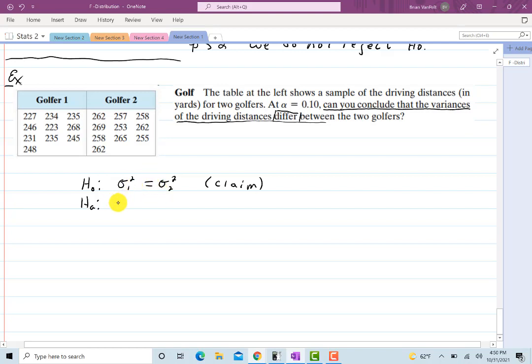I don't know why I said that, but let me fix it on the second one. The claim was in HA. The not equal always goes into HA. So let me take the claim out of that spot.